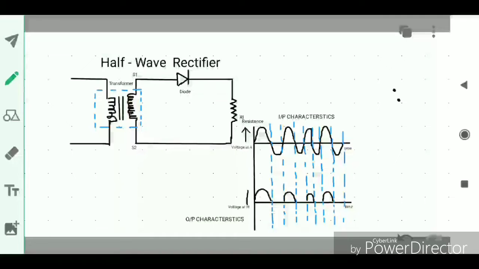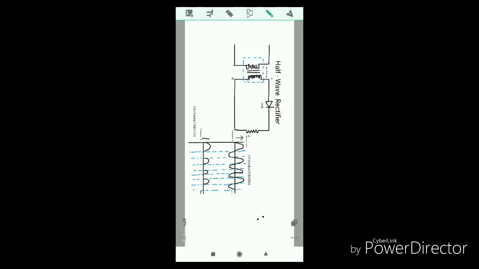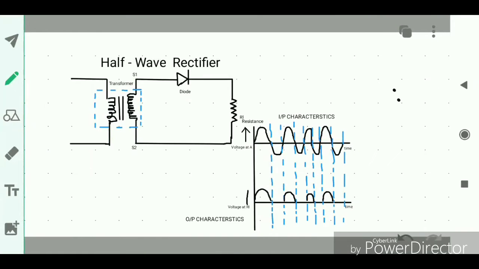Okay, so let's start with the half wave rectifier. As I told you, first of all, let's see what all is here. First is the transformer. The circuit includes first the transformer.